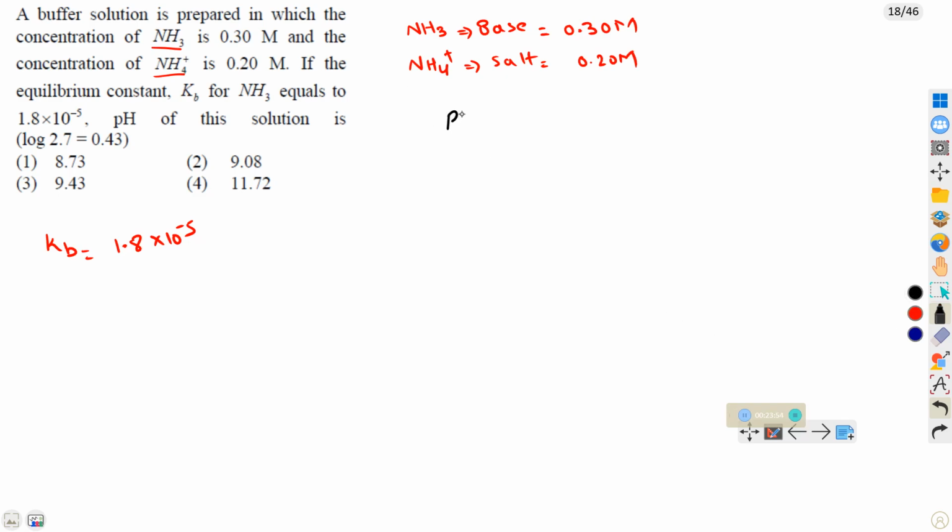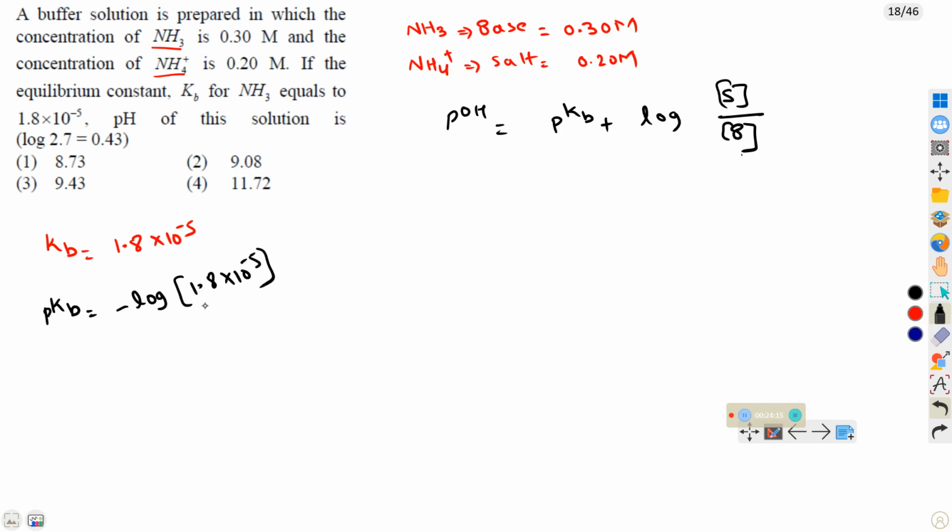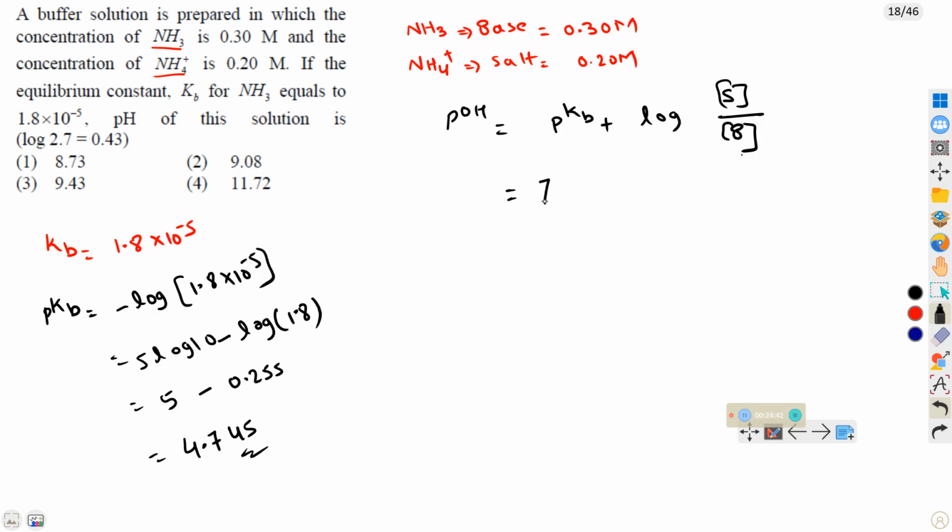Given buffer is a basic buffer, so pOH is equal to pKb plus log of salt concentration by base concentration. First calculate pKb, negative log of Kb, 1.8 into 10 power minus 5. Minus into minus plus 5 log 10, minus log 1.8, 5 minus log 1.8 value 0.255, log 2 value 0.3010, nearby value of log 1.8. Simplify, then you will get 4.745 nearly.